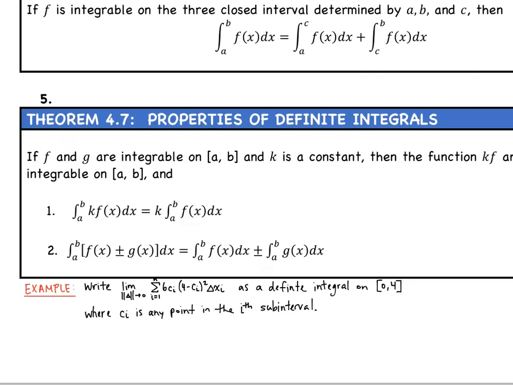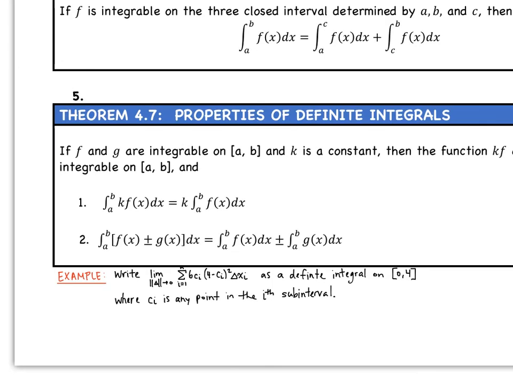Okay? All right, what I want you to do right now is copy this example down, because I didn't put it in our notes, but it's a good practice item. So pause this video right now, and try to write this limit as a definite integral on the interval from 0 to 4, where ci is any point on the ith subinterval. All right, so write this example down and then give it a shot.